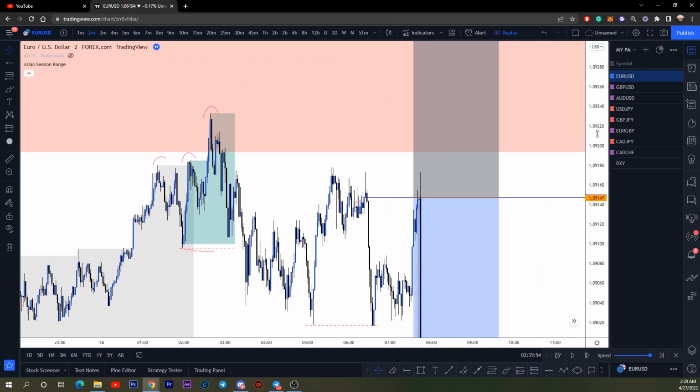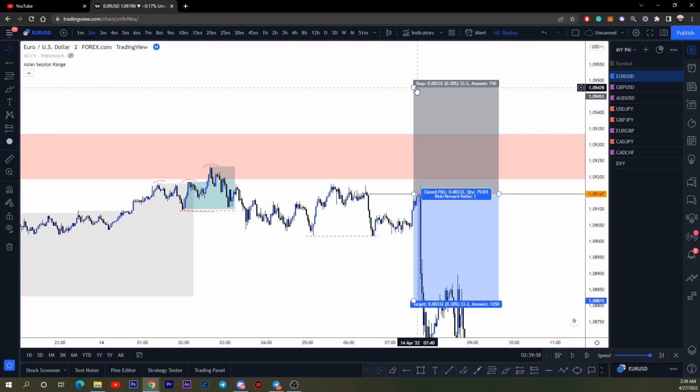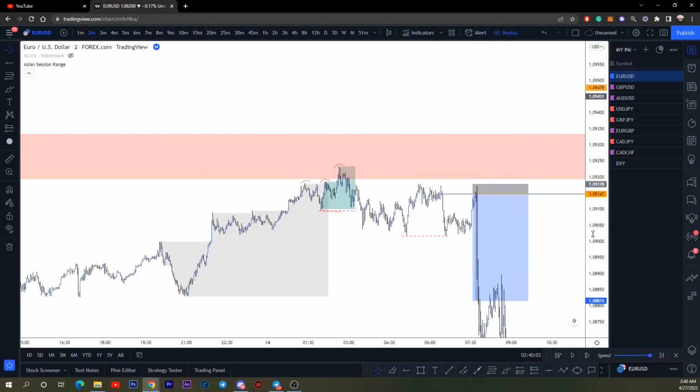Entry there, your stop loss is going to be above this high. Let's see here. Boom. Entry is above this high.